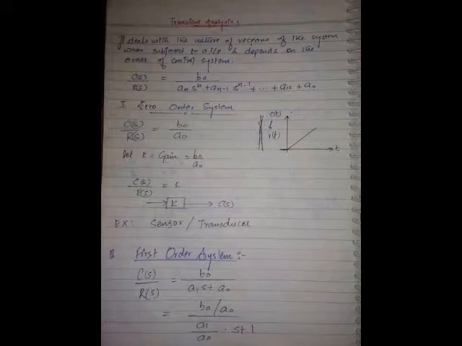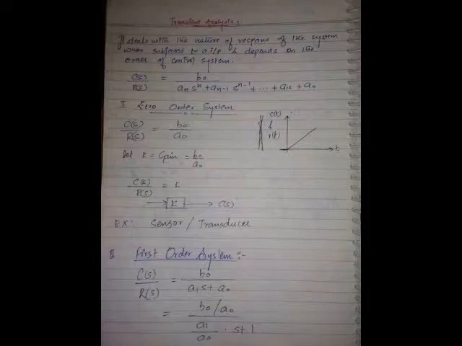So our overhead tanks having inlet and outlet, and if you put a valve at the outlet, it is an example of a first order system. Pressure vessels having inlet and outlet with a control valve placed at the outlet is an example of a first order system.